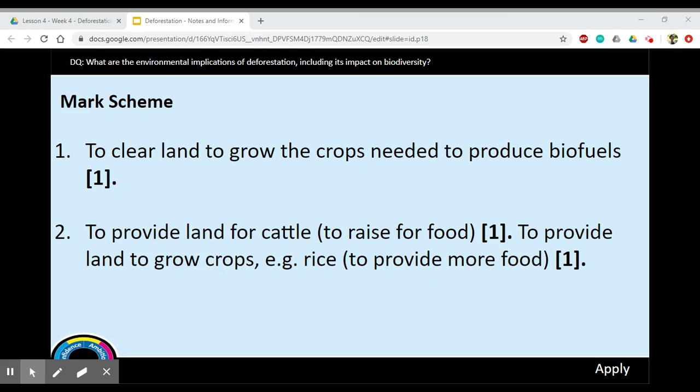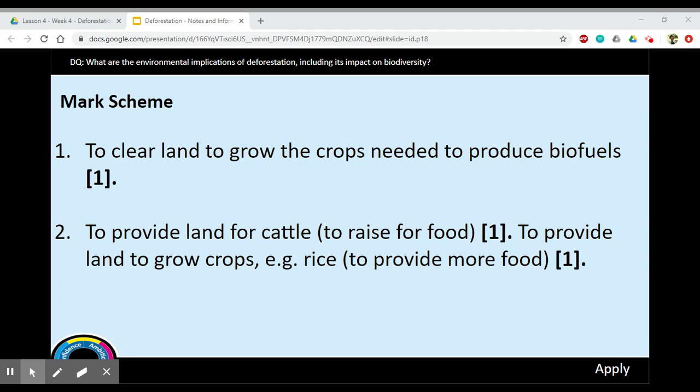Okay, moving on. Mark scheme. Your first question was to explain why large-scale deforestation is required to produce biofuels, and you get your mark for saying to clear land to grow the crops. It's that straightforward. Next one, state 2 other reasons for large-scale deforestation.